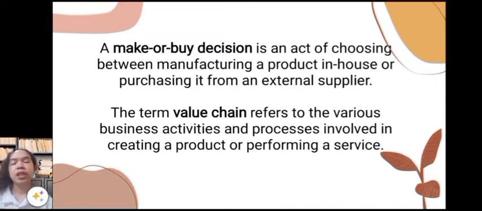In here, we can associate it with the term value chain, wherein it refers to the various business activities and processes involved in creating a product or performing a service. So say for example, a company is producing a bandana. So in producing that bandana, it composes a lot of processes or activities. For example, the activity of purchasing raw materials, and then the inclusion of direct labor or the workforce, as well as the inclusion of overhead. So that's the work in process.